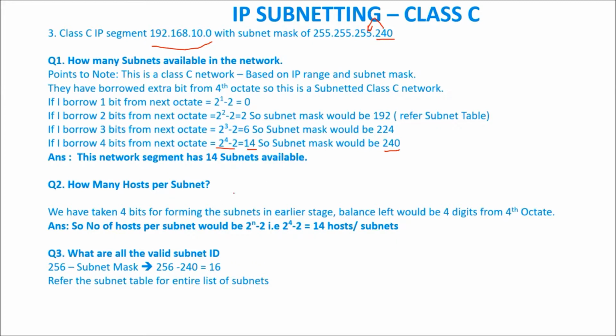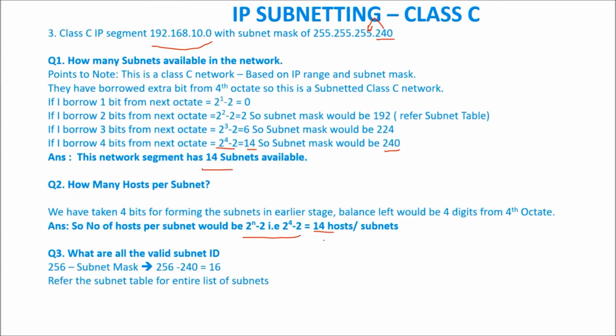So how many hosts will be there? Now I borrowed already 4 bits. How many bits left out for host? So only 4 bits. So number of hosts per subnet is again 14. It means that I will have 14 networks, and each network will have 14 hosts inside it.